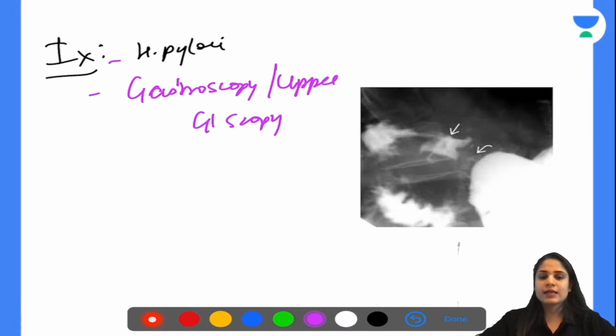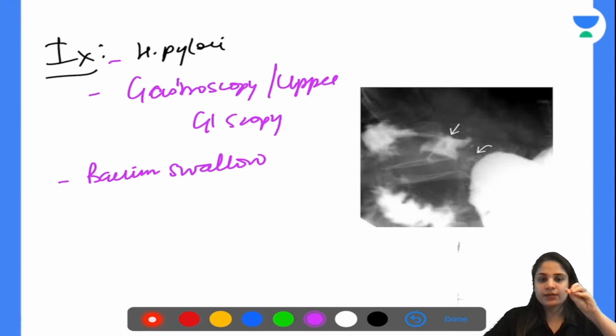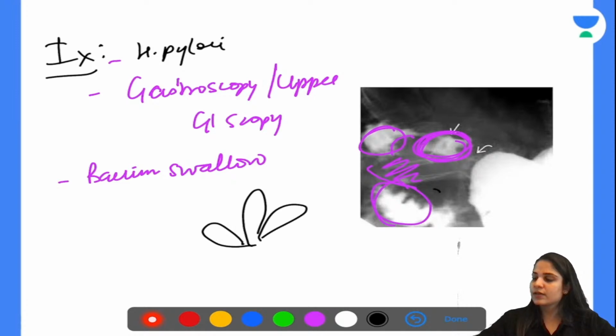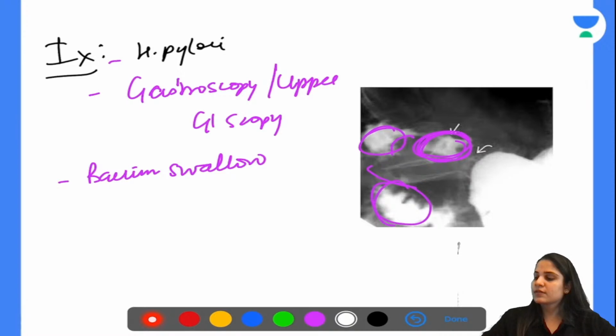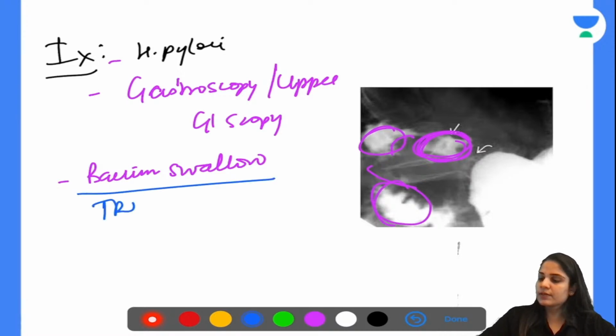Now, the next thing that you need to know for the exam is a barium swallow. On barium swallow, you get a very peculiar appearance, called a trifoliate appearance. Can you see? You have barium over here, over here, and over here, but in these parts you don't have barium. You can see three leaves over here: 1, 2, 3. So why do you have this trifoliate appearance?